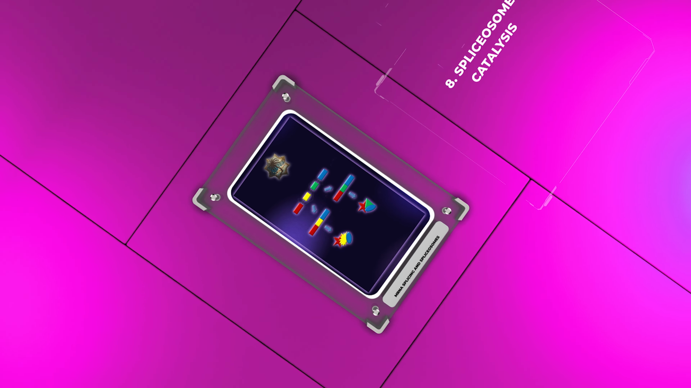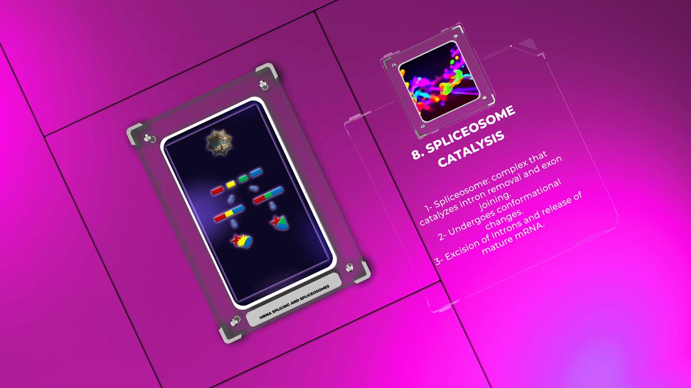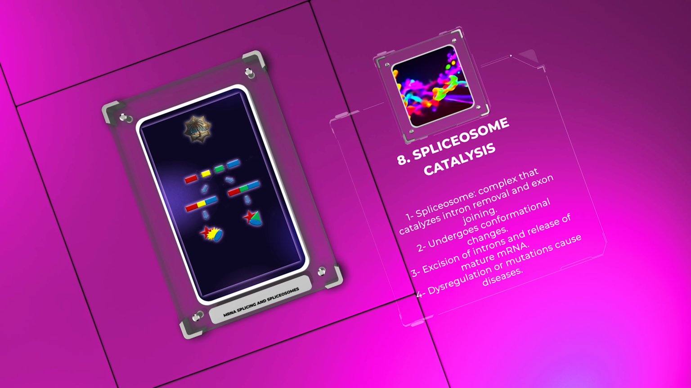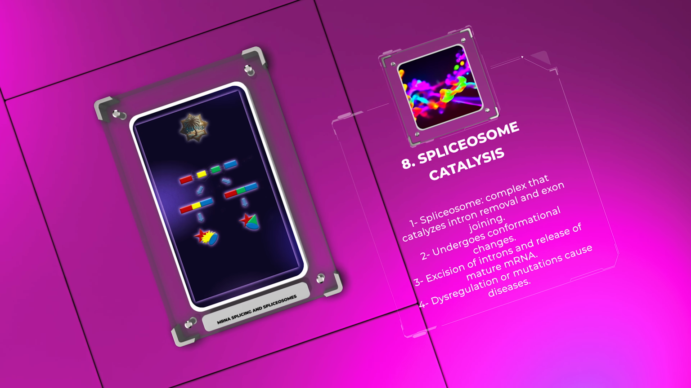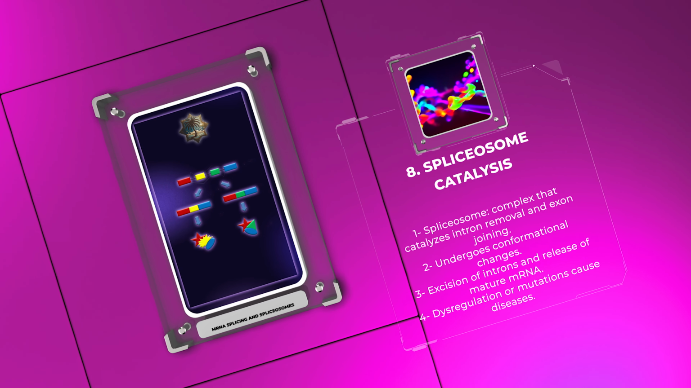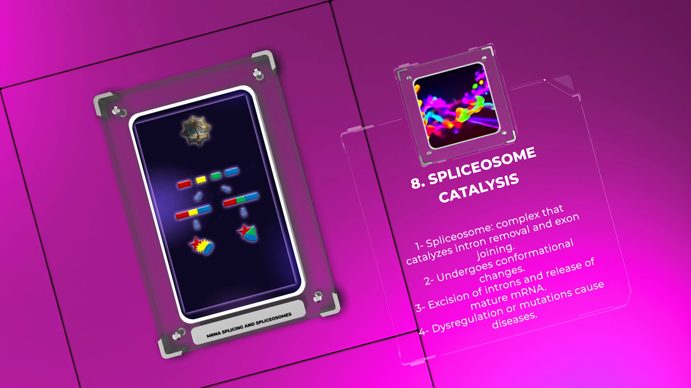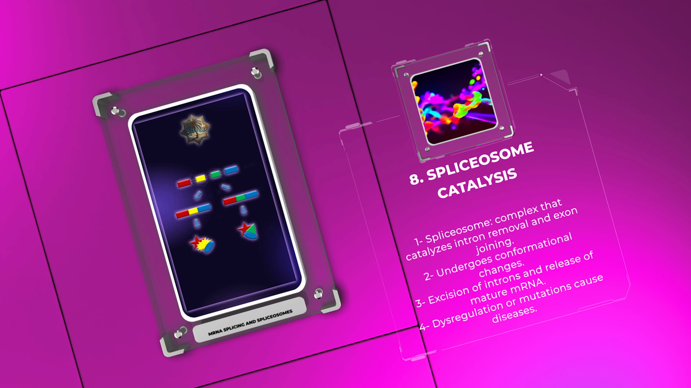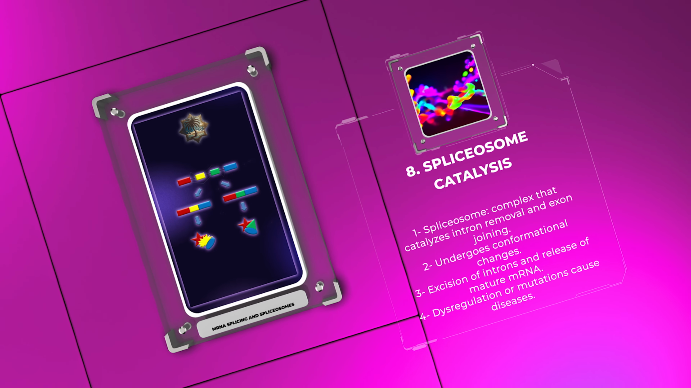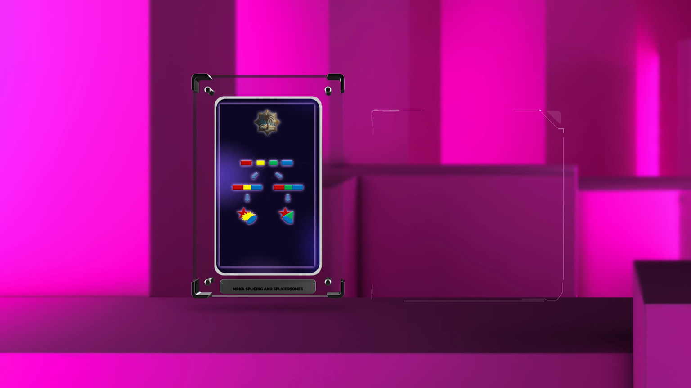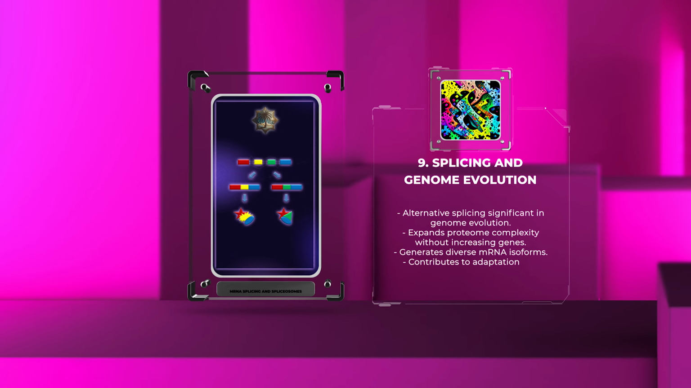The spliceosome is a complex that catalyzes the precise removal of introns and joining of exons in mRNA. It undergoes conformational changes to facilitate two reactions, resulting in excision of introns and release of mature mRNA. Dysregulation or mutations in spliceosome components can cause diseases. The dynamic nature of alternative splicing has played a significant role in genome evolution.